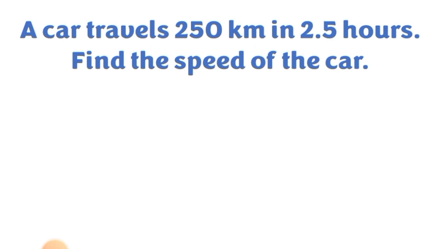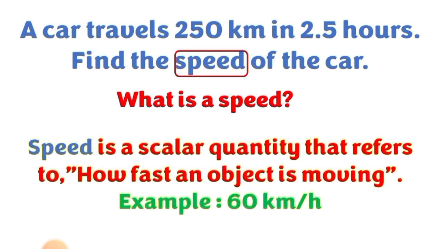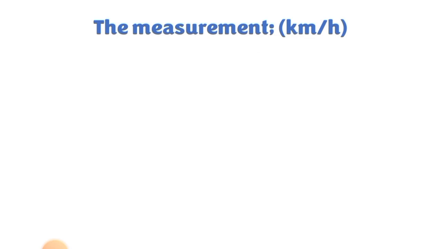Now let us formulate the formula for solving the speed. But before we solve for the speed, let us first define what a speed is. Speed is a scalar quantity that refers to how fast an object is moving. Example, 60 km per hour. The unit of measurement for speed is kilometer per hour.